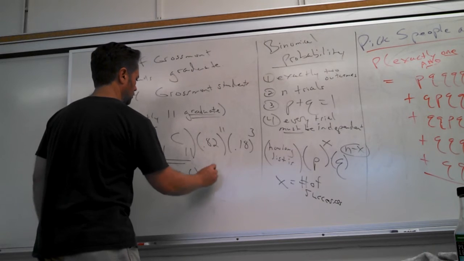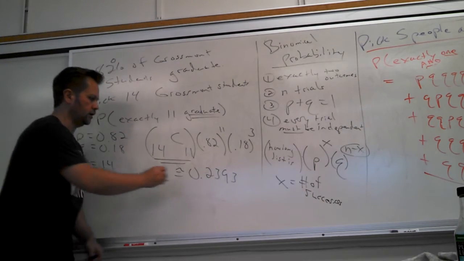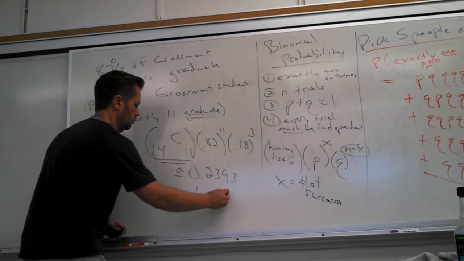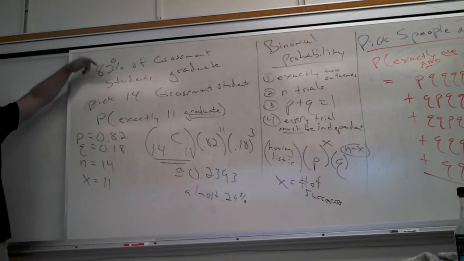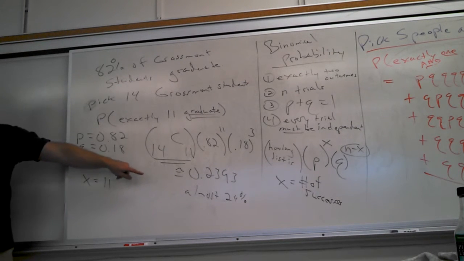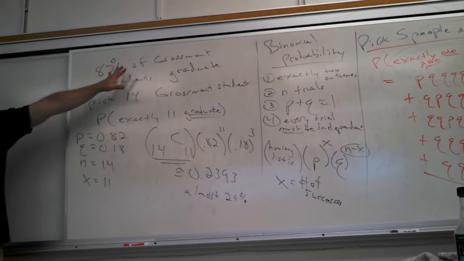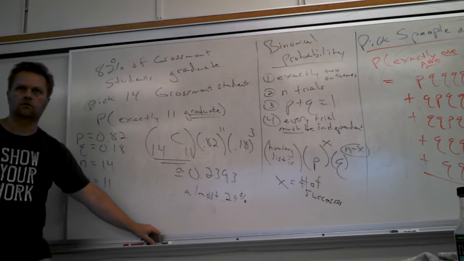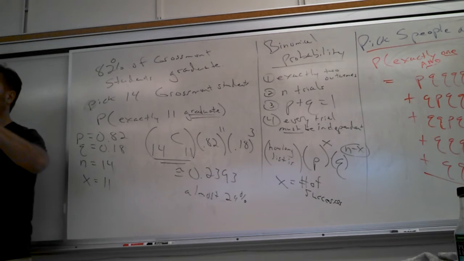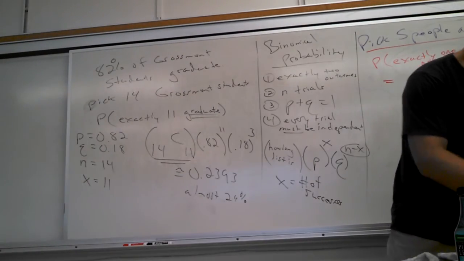So I get roughly 0.2393, almost 24% chance. So out of any group of 14 students, I have an almost 24% chance, almost a quarter of a chance, that I'll have exactly 11 of them graduate. That's what that means. Okay, this formula is so nice. It sets itself up. Let me see if you guys understand what I've done here.